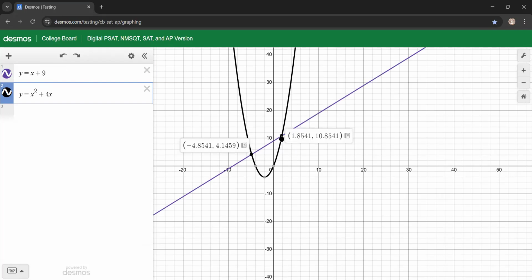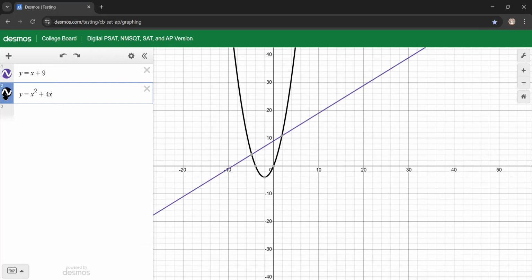This point, this point. Now the question might be tricky and they might ask you for the value of x for the solution, what is the value of x when there is a solution, or the value of y. Well, that also depends on the question. What is it asking? Is it asking about the value of x or y?